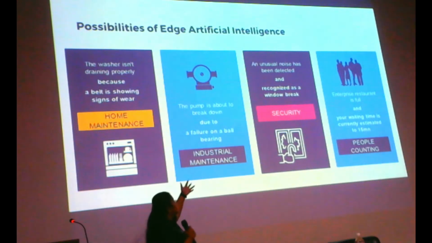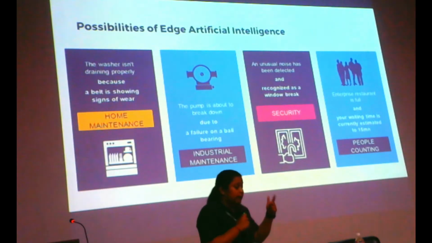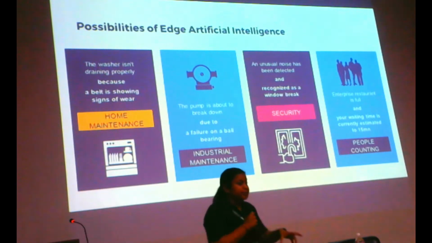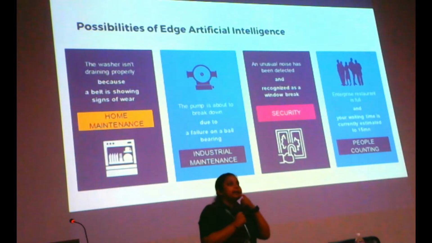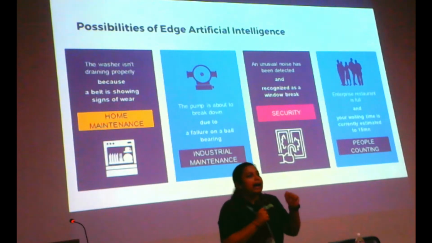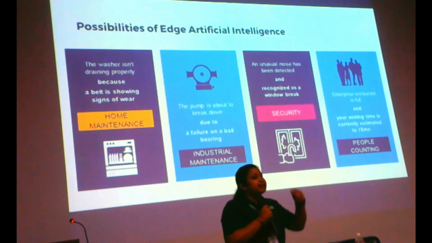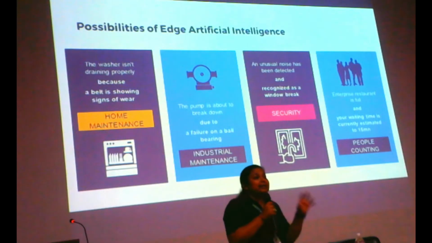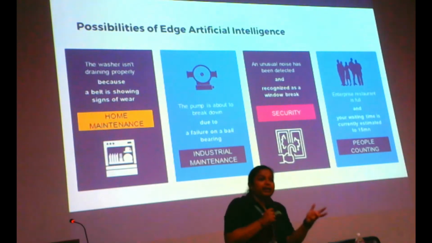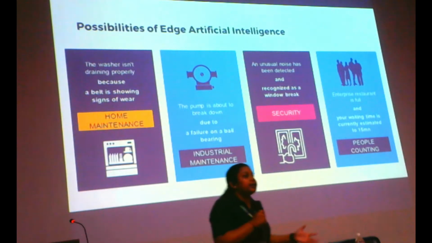So this is how in industry you can use it for predictive maintenance, for monitoring the health of the machine. All these things can be done in industrial maintenance. Then we have security. Say you're not at home and someone jumps inside your home at night and suddenly the glass breaks. Based on that glass breaking sound, you will get a notification that someone has entered your house.